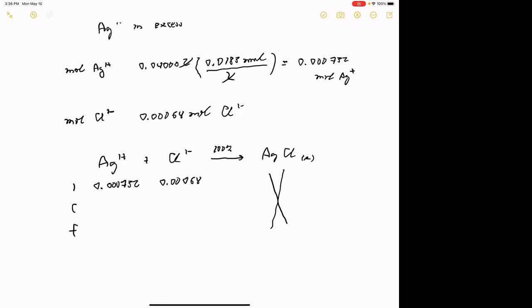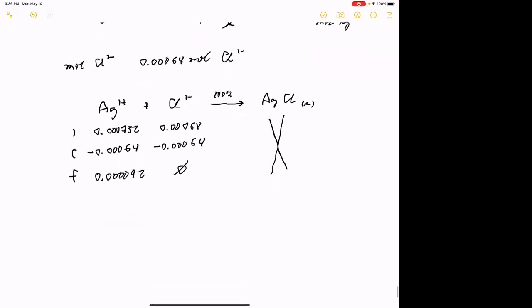Okay, so chloride, obviously, I've got fewer moles of it. That's going to be my limiting reactant. Looks like I have 6.4 there. All right, so I'll have no chloride in there. The difference between the silver, that's going to take me out to 0.123492. All right, so now I've got the number of moles of silver ion left over. Okay, so that's in excess.